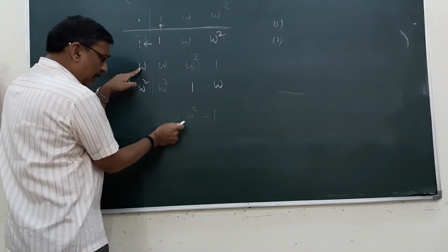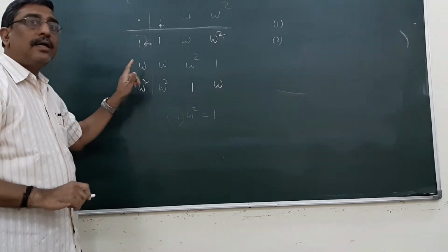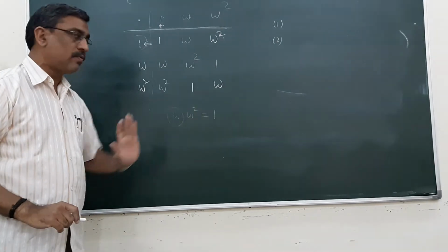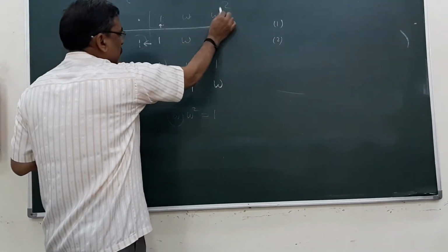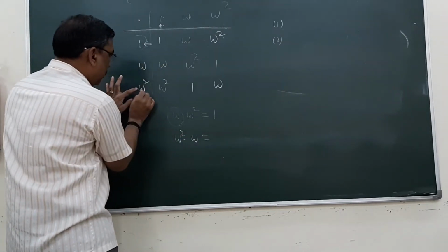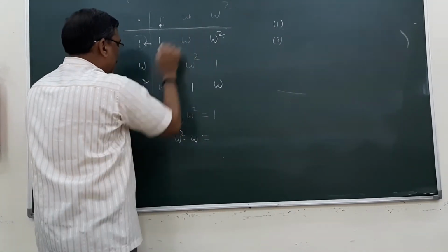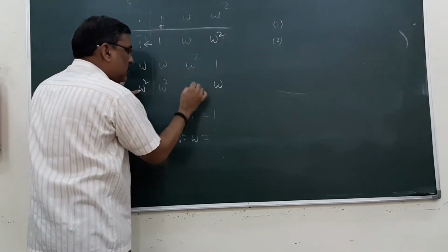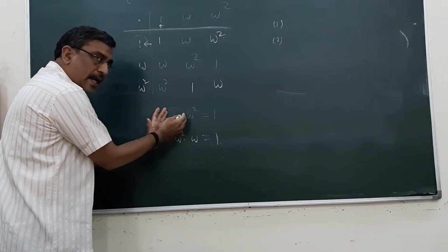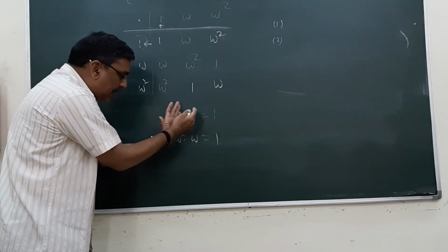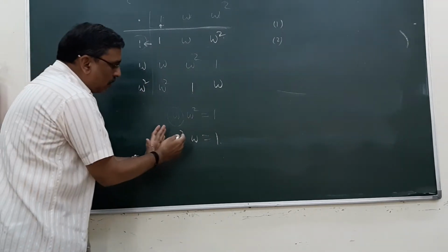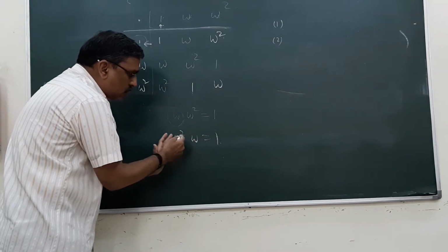So this omega is the left inverse of omega square, and omega square multiplied by omega is equal to 1. So here omega is the left inverse of omega square, and omega square is the left inverse of omega.